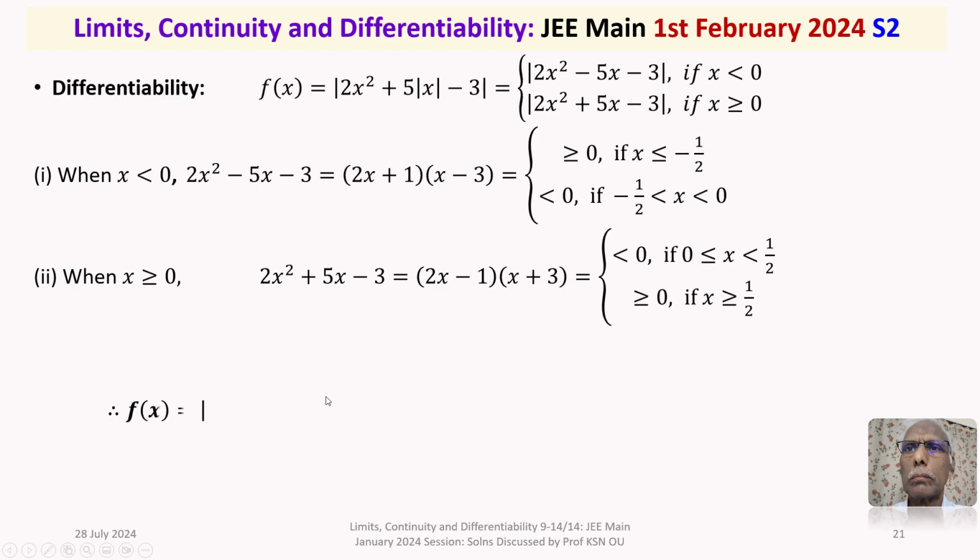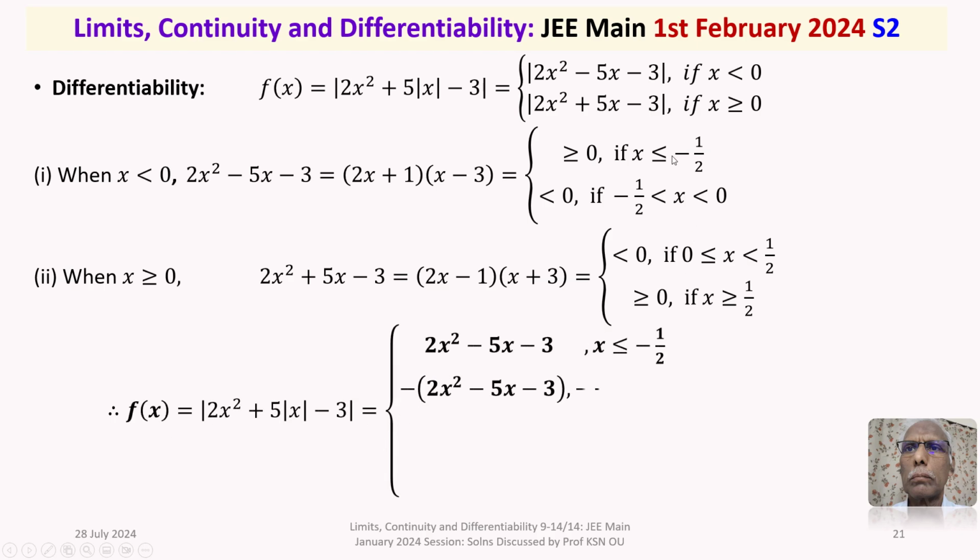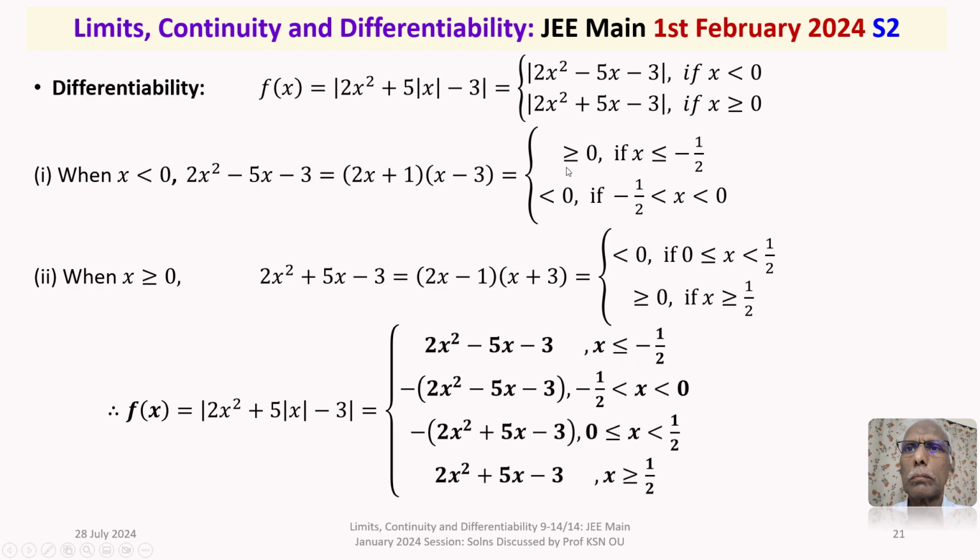So f of x will be, when x is less than or equal to minus 1 by 2, it is greater than or equal to 0. Therefore, mod of that is 2x square minus 5x minus 3. When minus half is less than x less than 0, it is negative. Mod of that is a negative, minus of 2x square minus 5x minus 3. This one only.